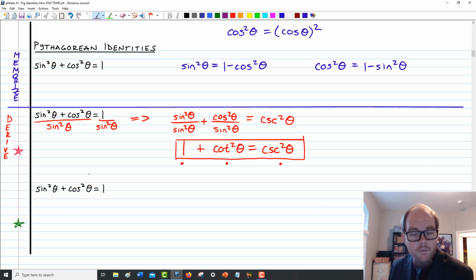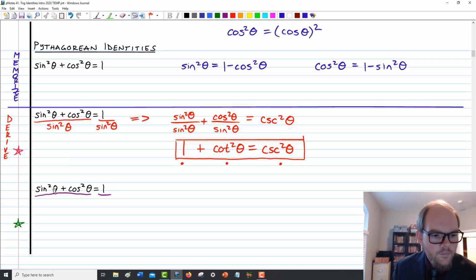But we can do the same kind of approach and get a third version in this case of the Pythagorean identity by, instead of dividing by sine squared like we did on the red one, dividing both sides by cosine squared. I just need to fix that fraction bar because that made me very, very sad to see that poor line. So I'm going to divide both sides by cosine squared of theta.